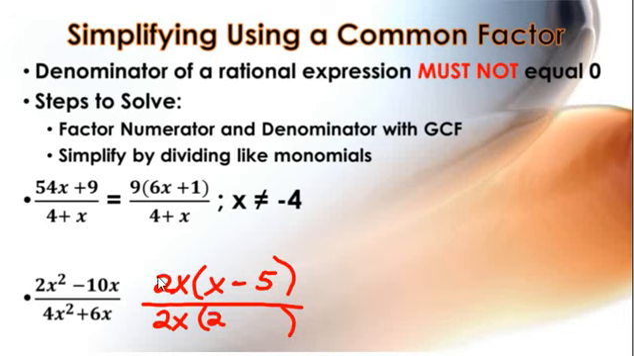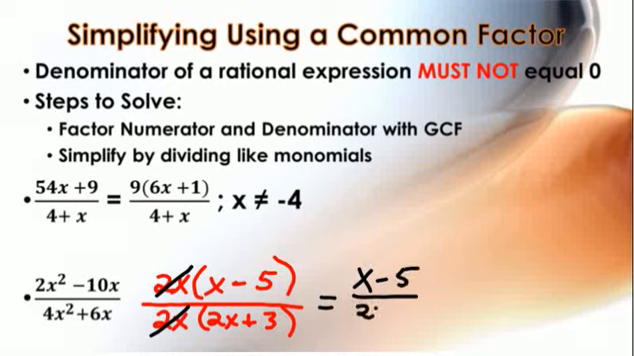X squared divided by x is just x. Plus 6x divided by 2x would be 3. And then I check to see if there's anything in common with the numerator and the denominator. This 2x divided by 2x is just 1. So I end up with an answer of x minus 5 divided by 2x plus 3.